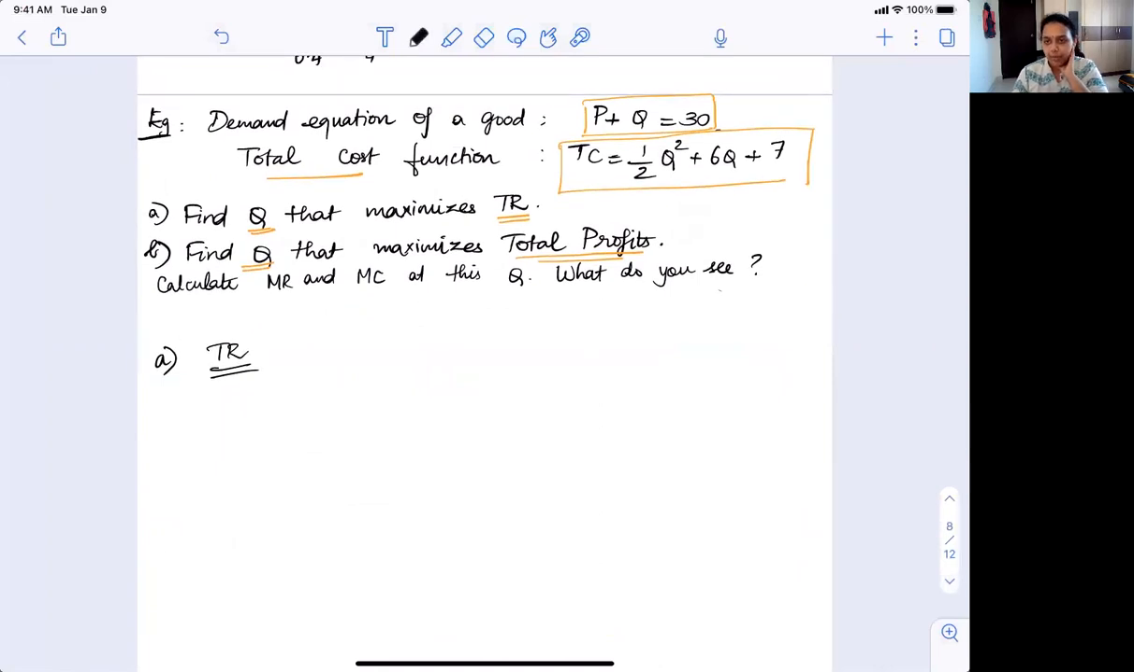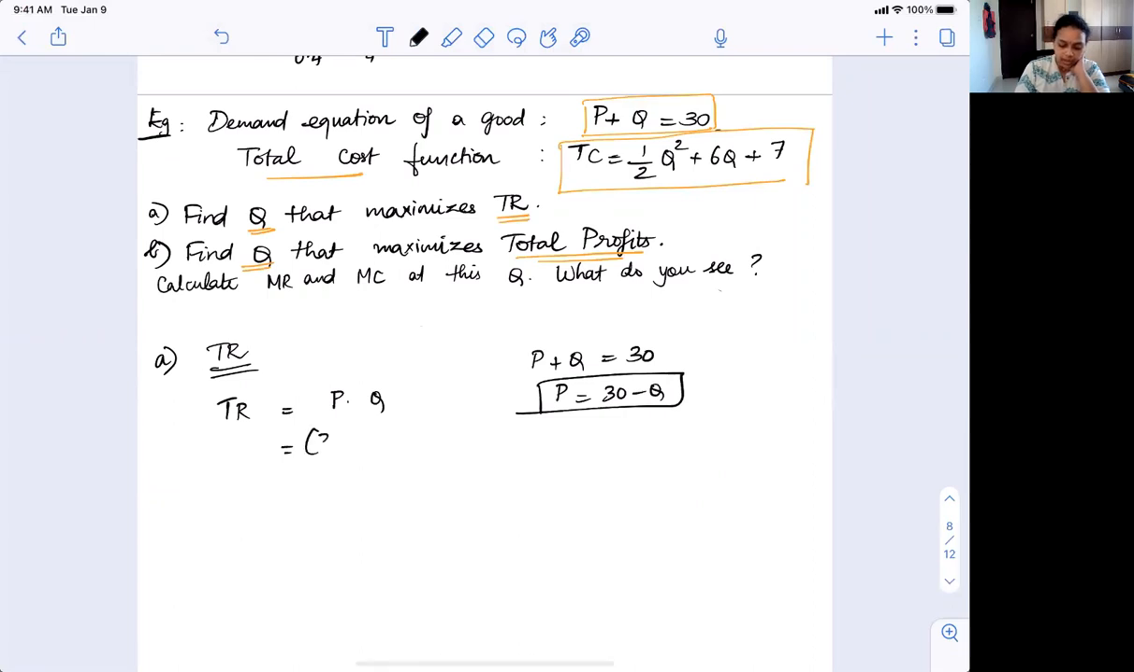So let's find Q that maximizes total revenue. And to do that, let's first write down the total revenue function. Now, total revenue, we know, is price times quantity. And we're given that the demand function is P plus Q is equal to 30. So therefore, can we write P as a function of Q? Yes, we can do it as 30 minus Q. Therefore, P times Q is now just 30 minus Q times Q. So my total revenue function is 30Q minus Q squared.